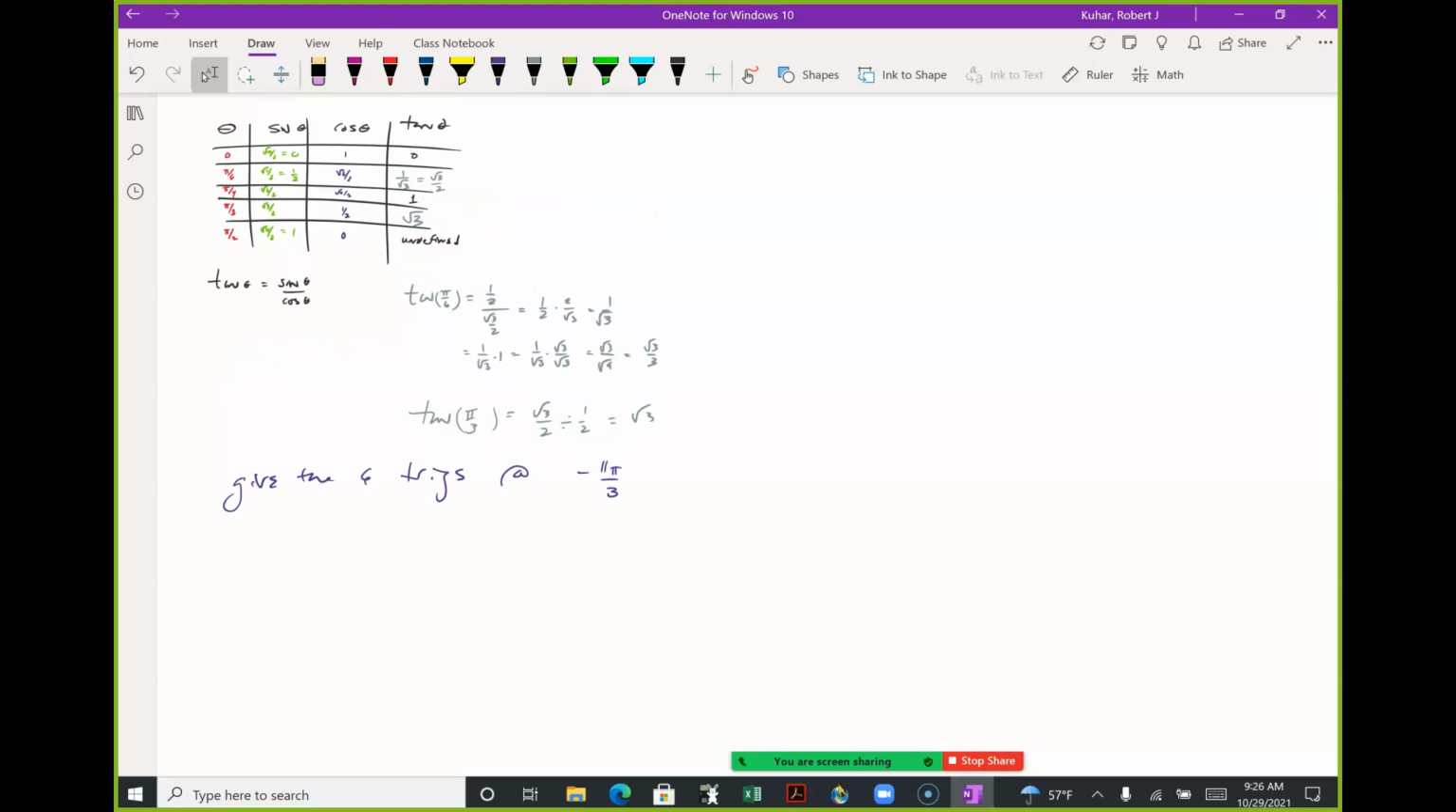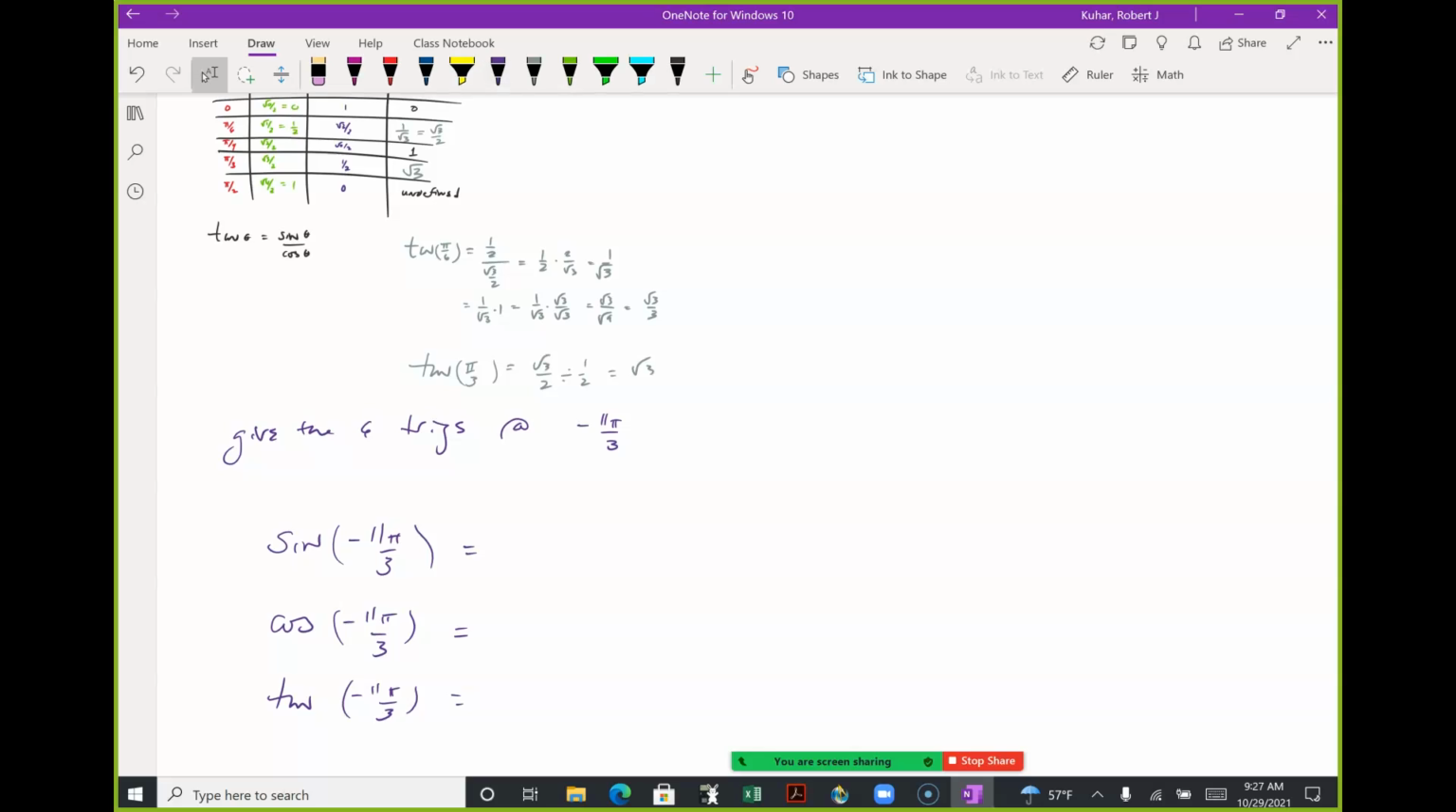And so you're going to use this table to do it. Are you understanding what I want? I want sine of minus 11 pi over 3. I want cosine of minus 11 pi over 3. I want tangent of minus 11 pi over 3, right? And then the other 3: cosecant, secant, and cotangent. But let's start here. So anyway, what's my picture look like? What's the reference angle?